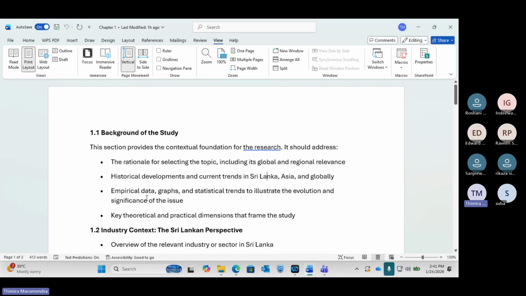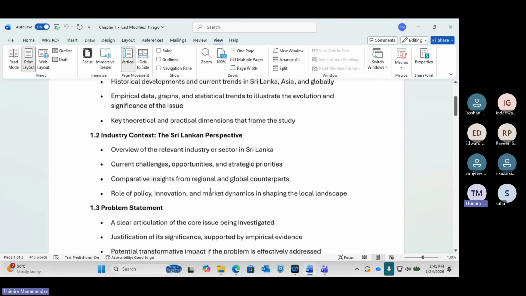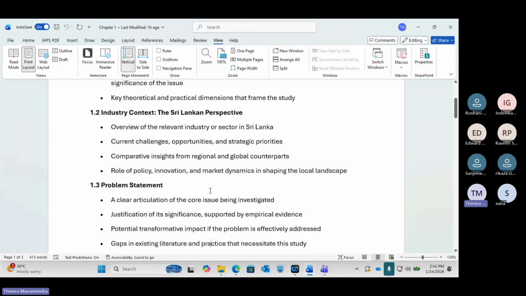And also you are free to bring certain, as I said last time, empirical data. It can be a graph, trend, or even a table to illustrate the significance of the issue. And I always prefer, if you guys can do this, connect it to the industry that you are doing this. Basically, everyone is doing the financial industry rather than the banking industry. So you have to give us some sort of a Sri Lankan perspective. I have seen most of you guys have done this.